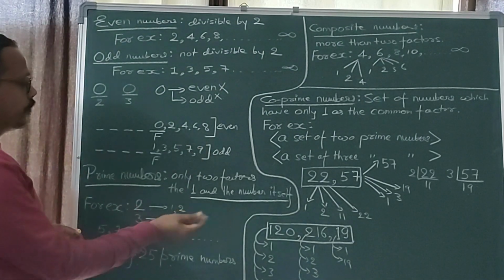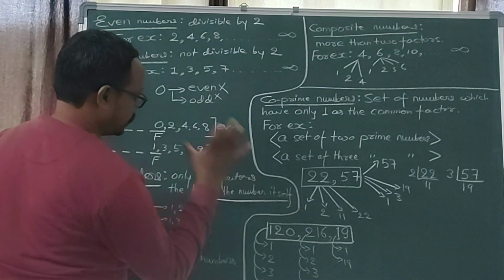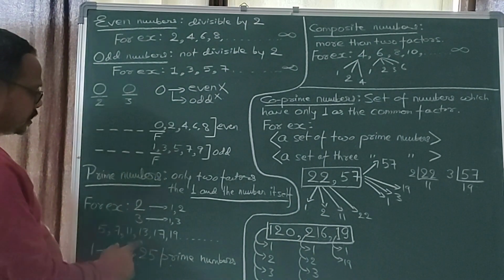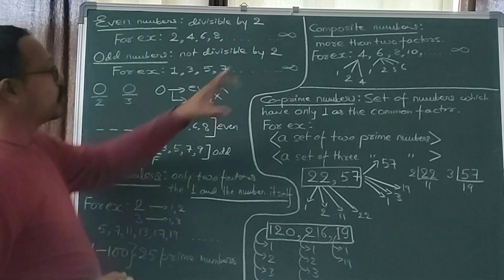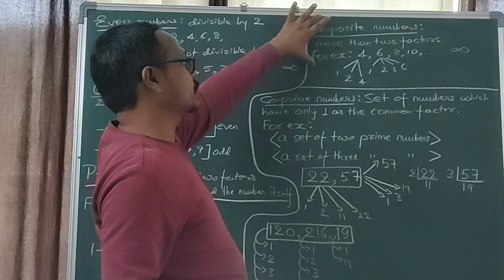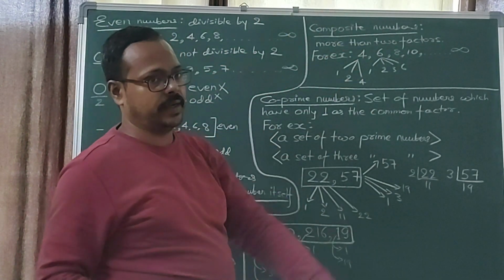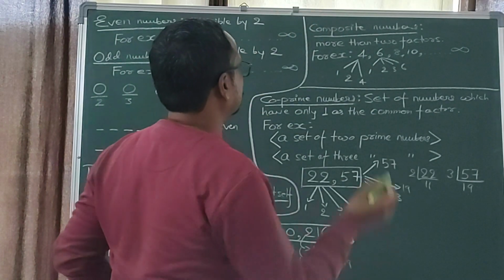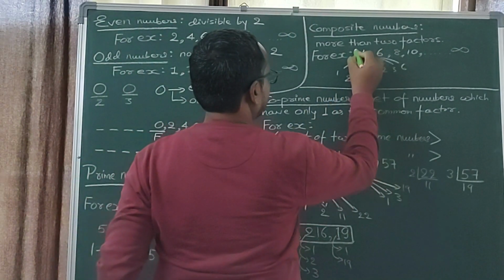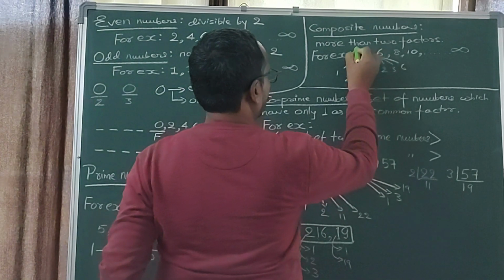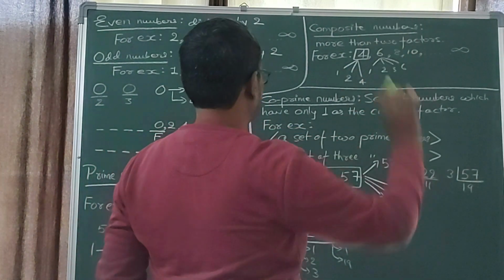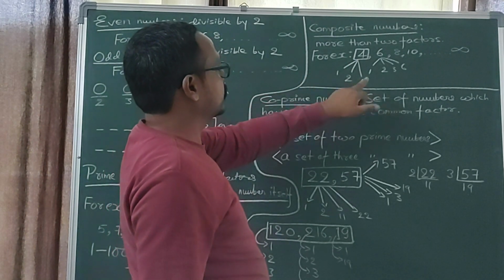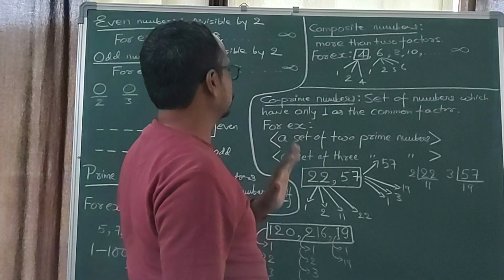Prime numbers have only 2 factors, the 1 and the number itself, right? So these are the various examples. Composite numbers are those numbers which have more than 2 factors. What is the smallest composite number? The smallest composite number is 4, right? And then it goes on. Here 4 has 3 factors, 6 has 4 factors, likewise.